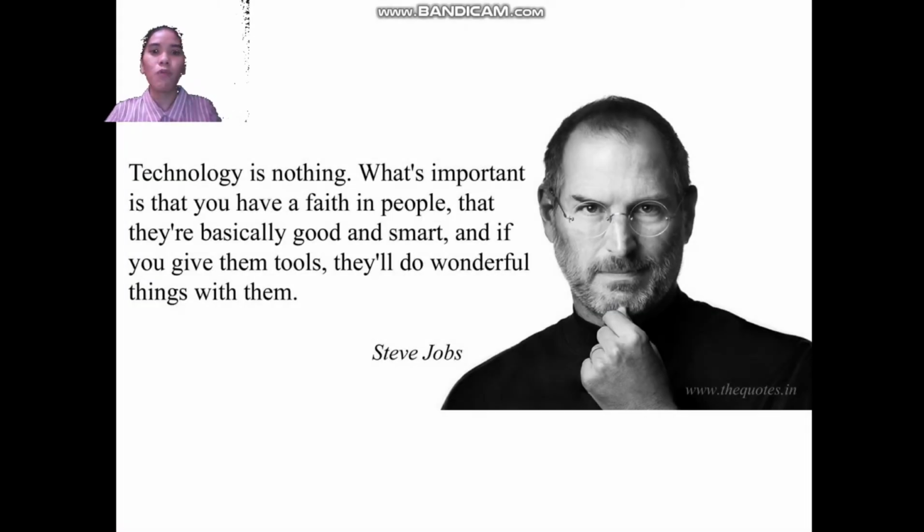And the last is, I want you to remember this: technology is nothing. Steve Jobs said, what is important is that you have faith in people, that they are basically good and smart. And if you give them tools, they will do wonderful things with them. What does it mean? Okay, so it means, let's try, let's learn, let's use our digital tools as optimally as possible, so that we can give a lot of things to other people, and we can get something from our digital tools also.